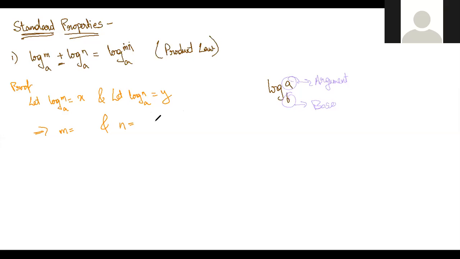Rajiv Sharma, can you tell me what is m? If log m to the base a is equal to x, what is m? Rajiv Sharma. Rajiv Sharma, am I audible?